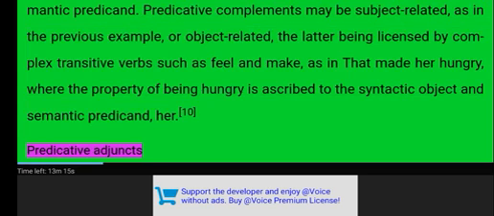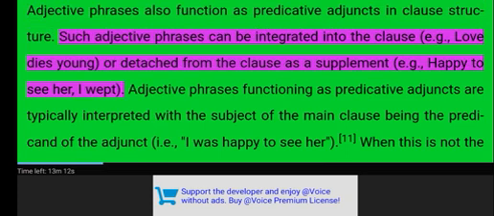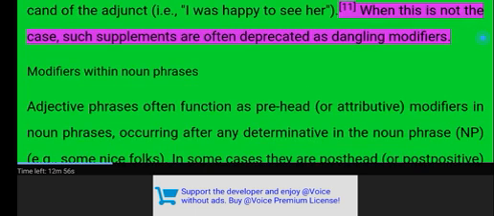Predicative adjuncts. Adjective phrases also function as predicative adjuncts in clause structure. Such adjective phrases can be integrated into the clause, e.g., love dies young, or detached from the clause as a supplement, e.g., happy to see her, I wept. Adjective phrases functioning as predicative adjuncts are typically interpreted with the subject of the main clause being the predicand of the adjunct, i.e., I was happy to see her. When this is not the case, such supplements are often deprecated as dangling modifiers.